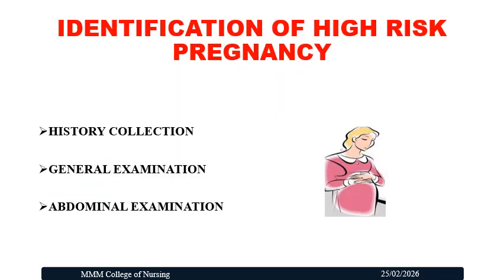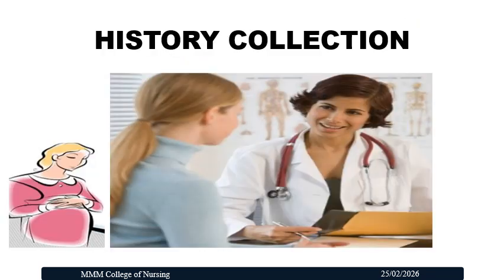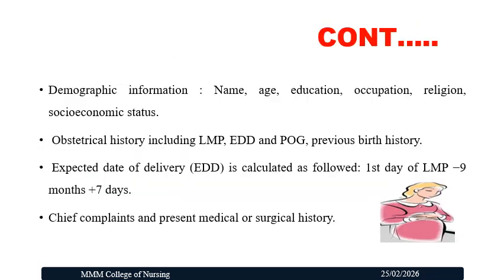Procedure. We can identify high risk pregnancy through the antenatal examination. Before we start our abdominal examination, we should collect the history from the mother and do a head to foot examination, followed by abdominal examination. First is history collection. History collection contains baseline data like name, age, education, occupation, religion and socioeconomic status of the mother.